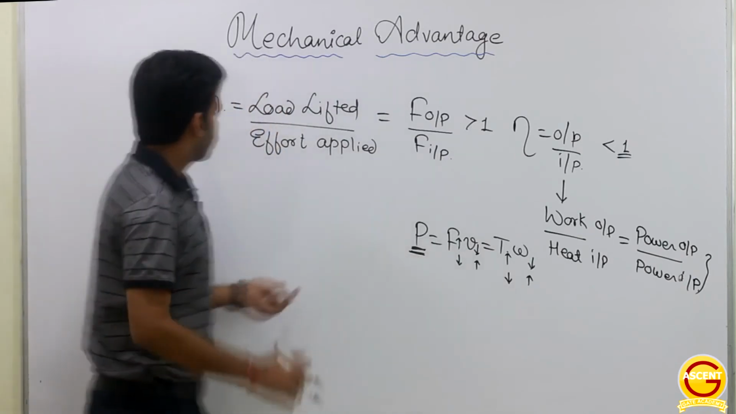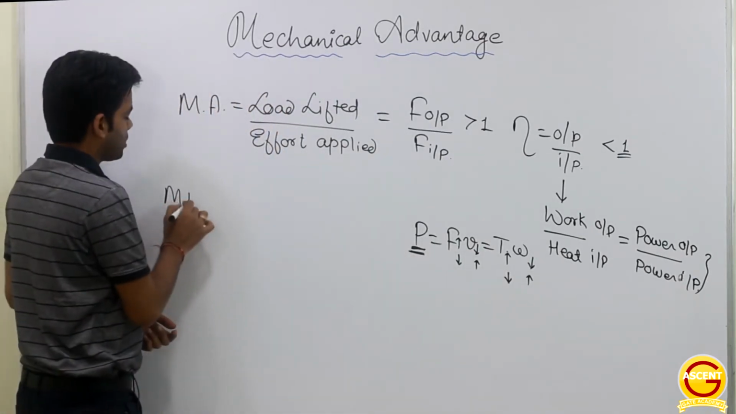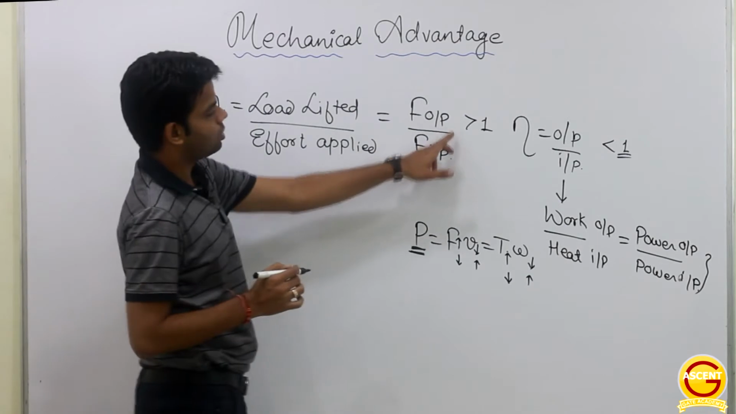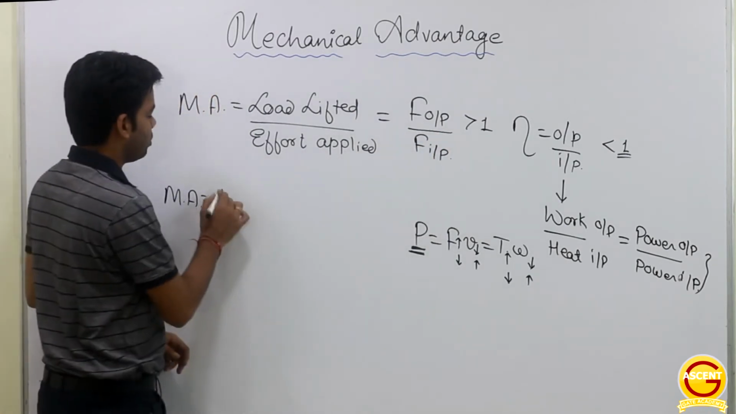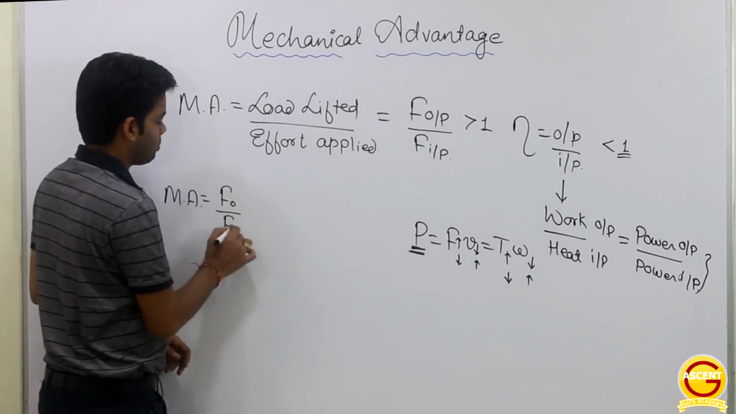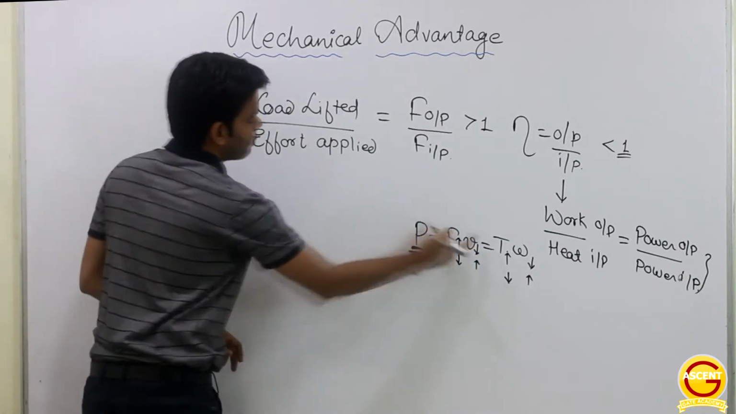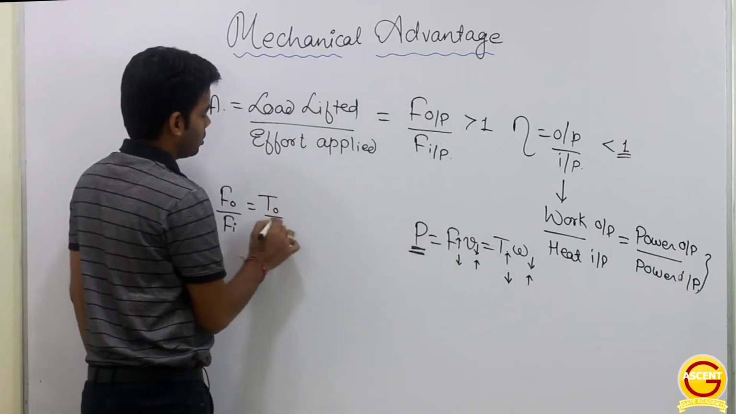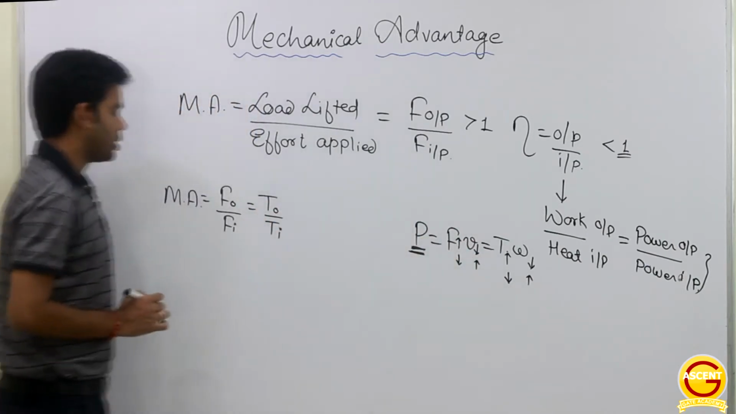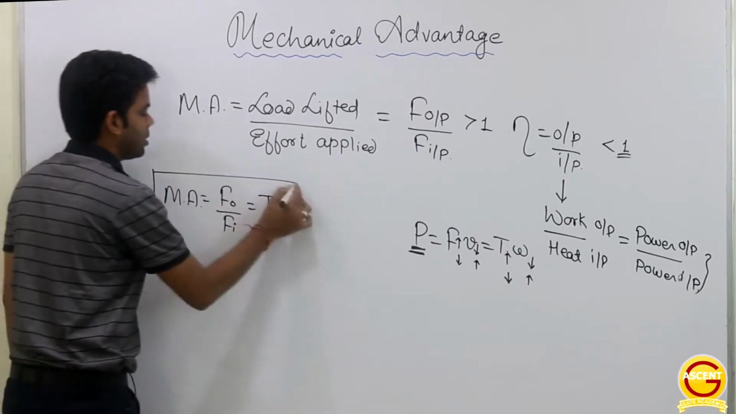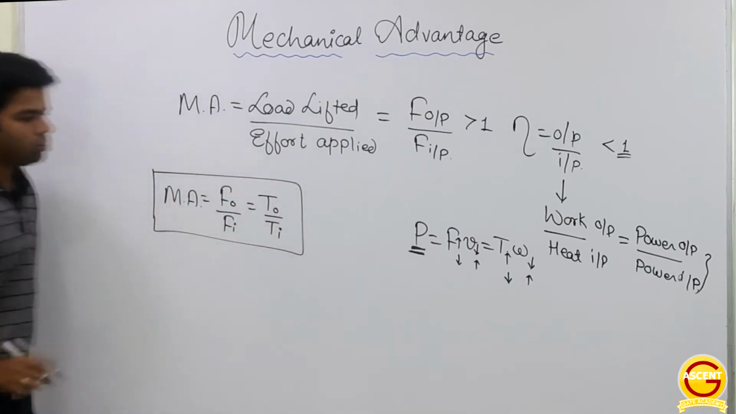Getting this or not? Okay, so we can write this mechanical advantage, as I told you, as the ratio of force output to force input, and this can also be equal to the ratio of torque output to torque input. This is nothing but mechanical advantage, the ratio of torque output to torque input.